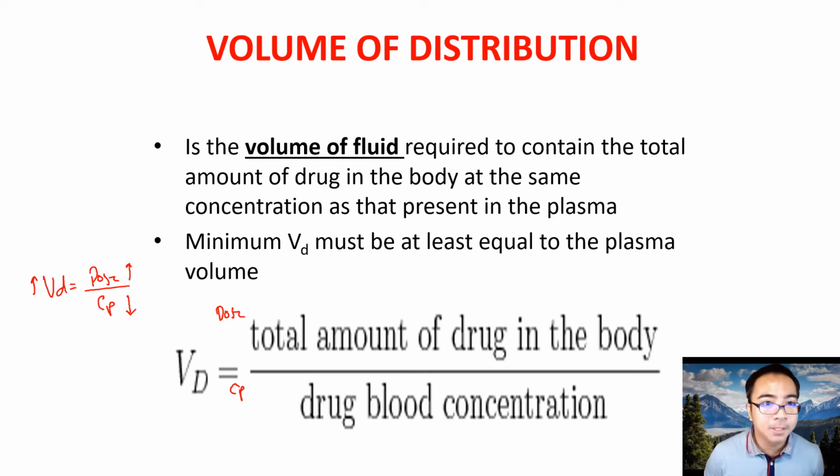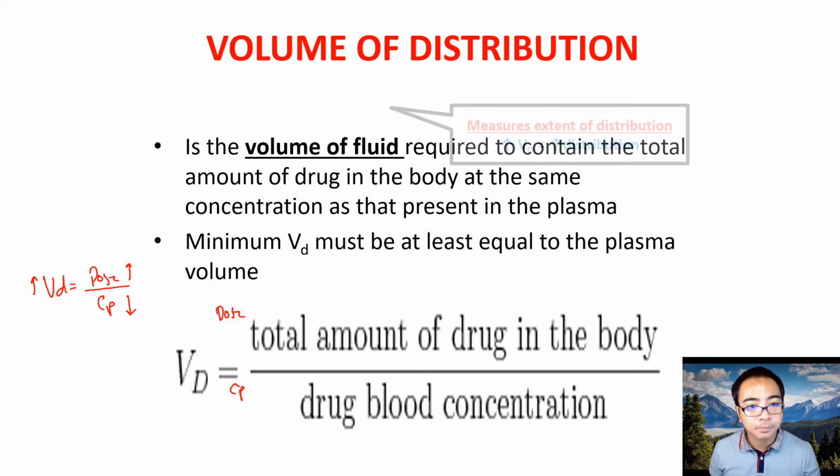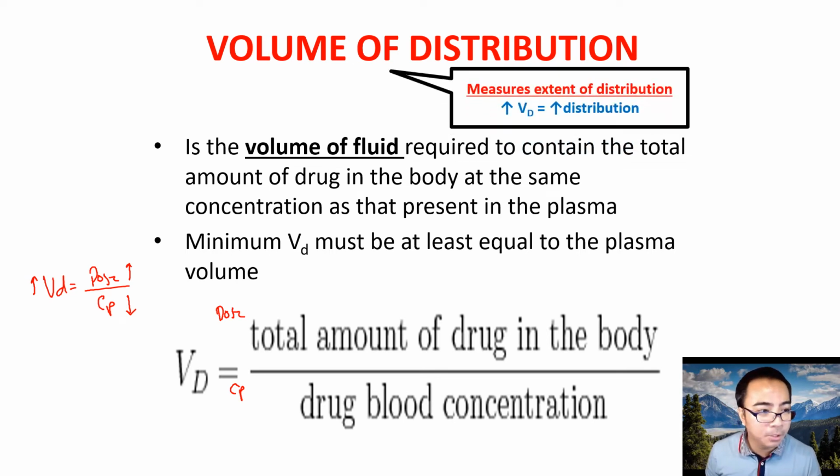All right. So, class, just so you know, volume of distribution is the required volume of fluid to contain the total amount of drug in the body at the same concentration as that in your blood. Okay, so minimum VD must be at least equal to your plasma volume. So volume of distribution, class, simply measures the extent of distribution. So the higher the VD, it only indicates that distribution is also higher.